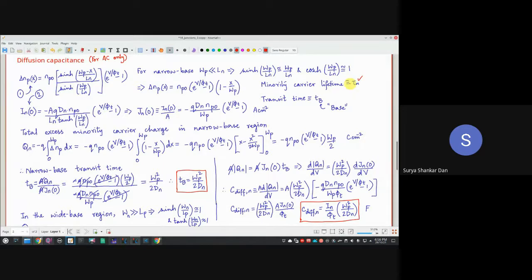The other part of importance is the transit time. So this is what I'll be speaking about. If you are having a BJT, here is a carrier which is generated, and then that carrier will go through this base and finally reach the collector. So this is the collector, this is the emitter, and this is the base.